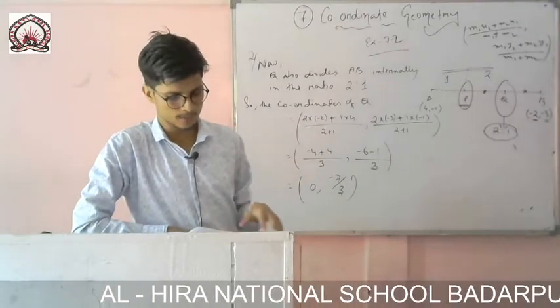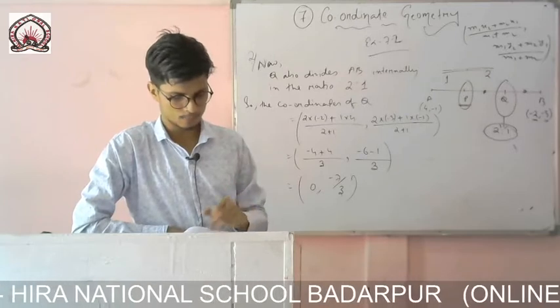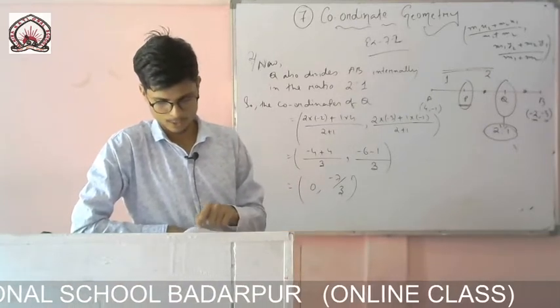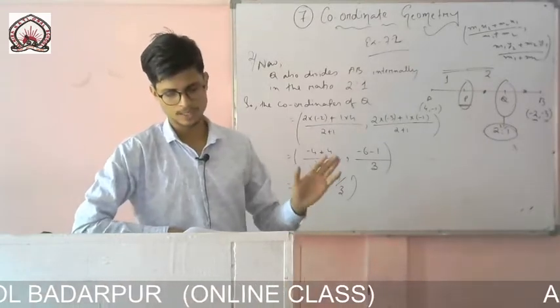You see here the same way it is done. Let P and Q be the points of trisection. How I have written, then you write like this. Therefore P divides AB internally in the ratio, here also it is given the same thing, 1:2. First of all you have to find the coordinate of P, then you have to find the coordinate of Q.